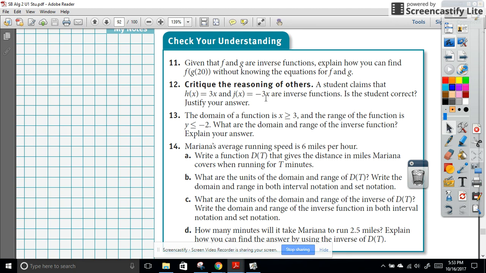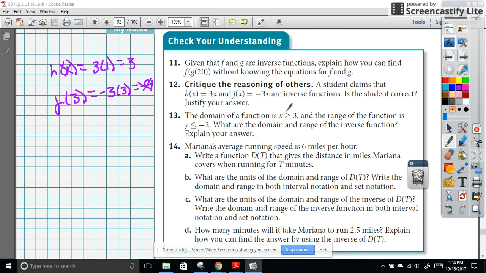These are not opposite. You can prove that by coming over here and plugging in, pick a number. h of 1 equals 3 times 1 equals 3. If these are truly inverse functions of each other, what's going to happen when you plug in 3 into this function? You should get 1, what you started off with. Okay, so if you plug in j of 3, you get negative 3 times 3, which is negative 9. You did not get what you started with. So those are not inverse functions of each other.